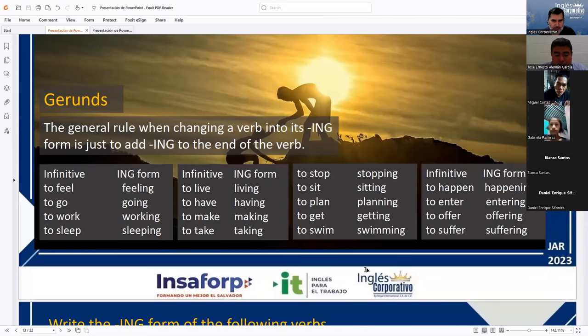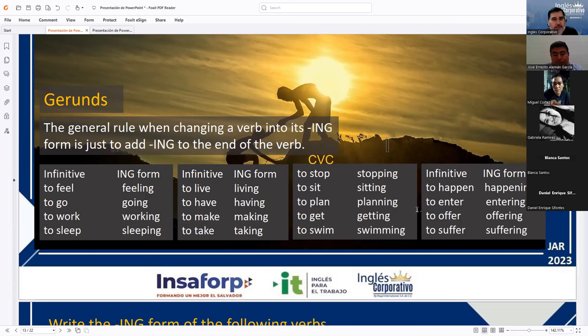Let's see. I would like you to look at the spelling. The general rule when changing a verb into ing: feel, feeling. Go, going. Work, working. Sleep, sleeping. Live, living. You say bye-bye, E, and you say living. Having, making, taking. Stop. This is consonant, vowel, consonant. What do we do? Double the final consonant. So stopping, PP, right?